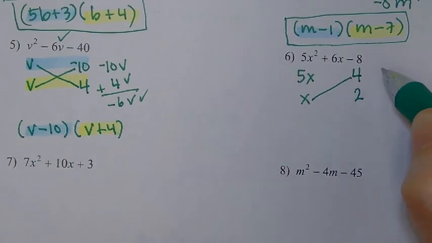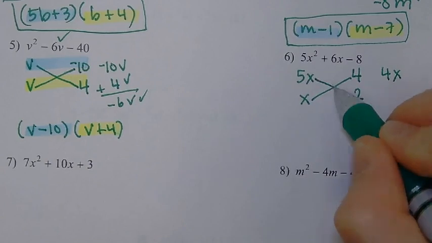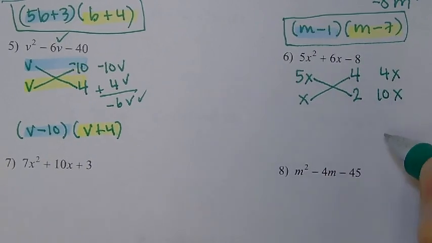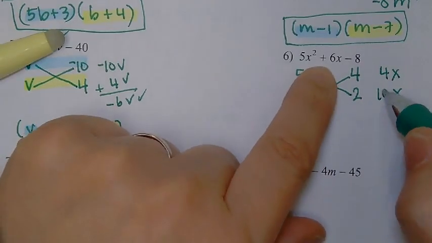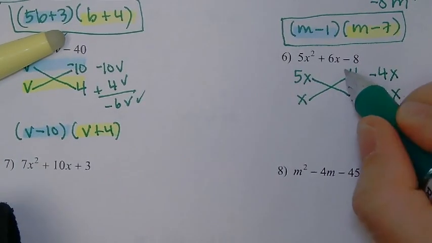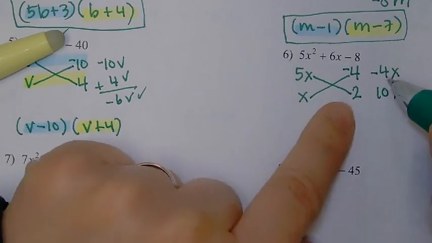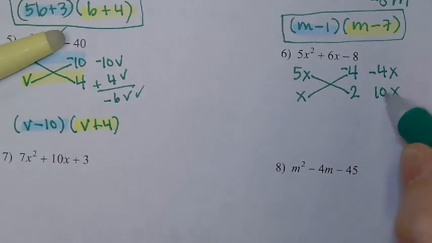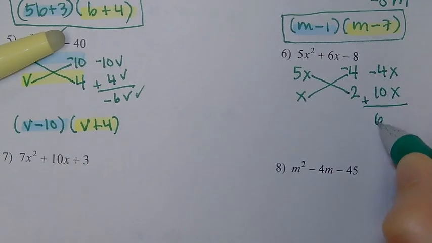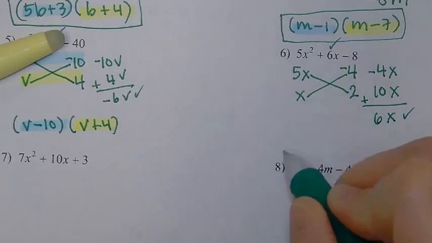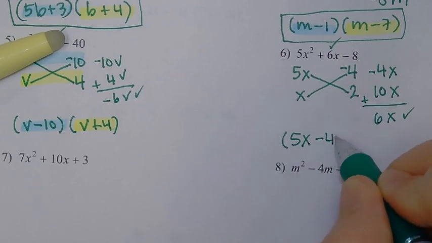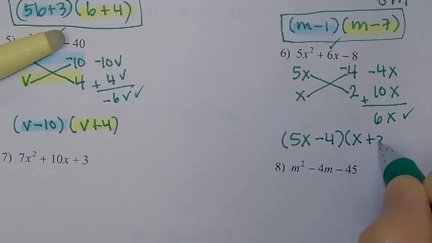All right, so x times 4 is 4x. 5x times 2 is going to be 10x. Can I make a 6 out of these two numbers? Yes. I want a positive 6, so this 4 has to be negative, which is good because that's supposed to be a negative 8, which works out. That's going to be 6x, good to go. So I'm going to go straight across: 5x minus 4 times x plus 2.